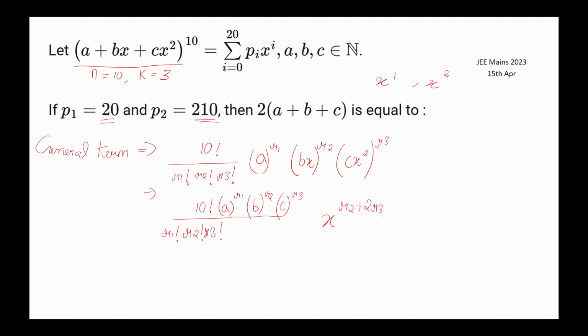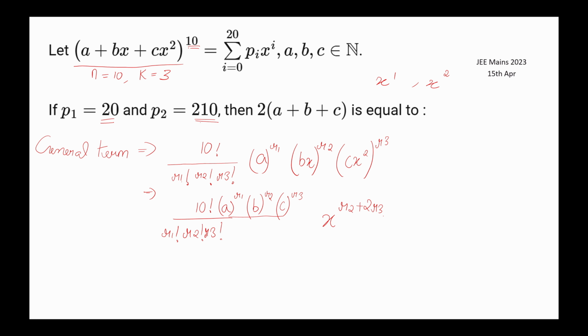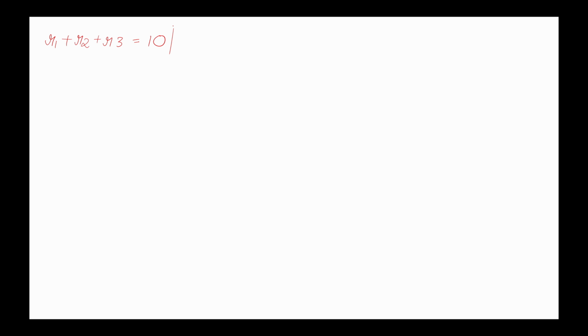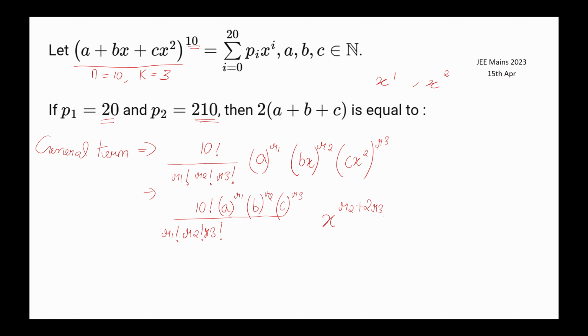Now, I hope you all remember, in the multinomial theorem, we have to choose r1, r2, r3 in such a way that their sum is equal to 10. That means the first condition that I have here is r1 plus r2 plus r3, and this is equal to 10 always, which is my value of n. So this is my first equation.